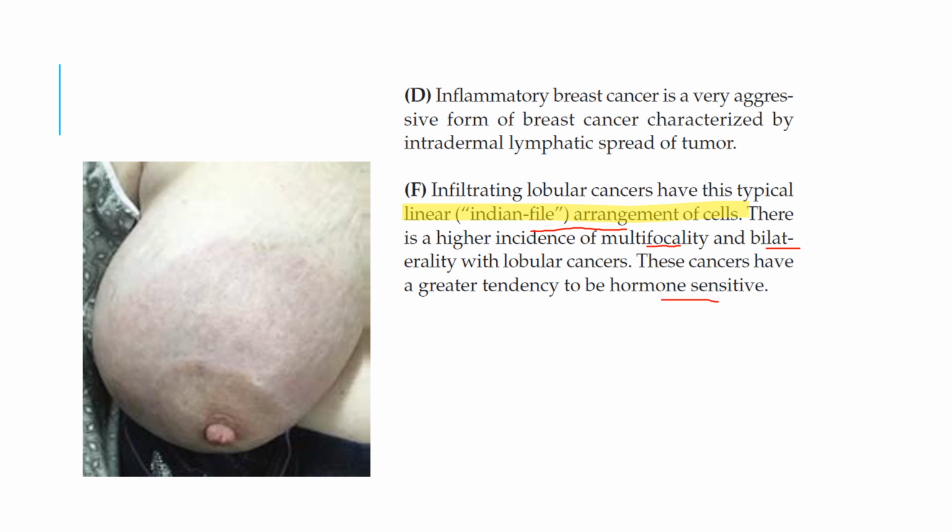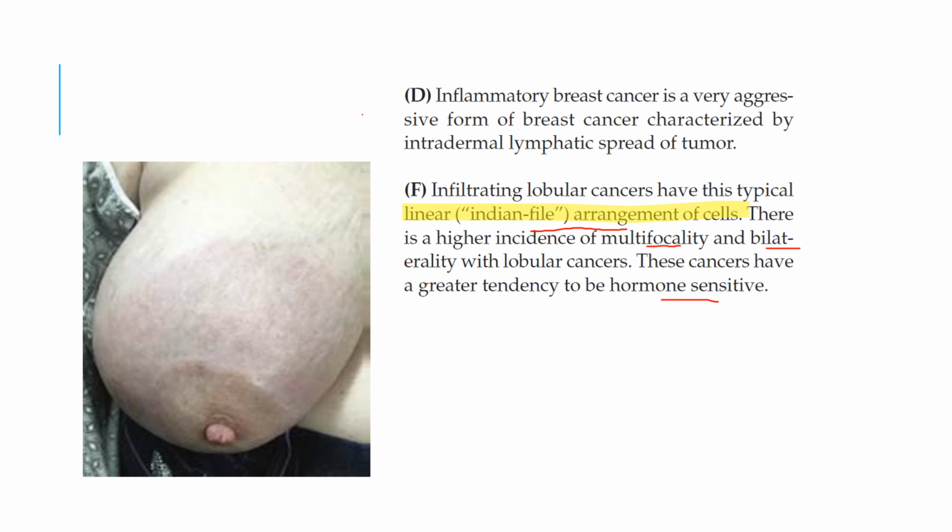They have a greater tendency to be hormone sensitive. Like for medullary, we told they have a low tendency to be hormone sensitive. It was a ductal carcinoma variant. This is a lobular carcinoma variant, which is an infiltrating lobular cancer, which has Indian file arrangement of cells, and it is usually hormone sensitive, multifocal, and bilateral.